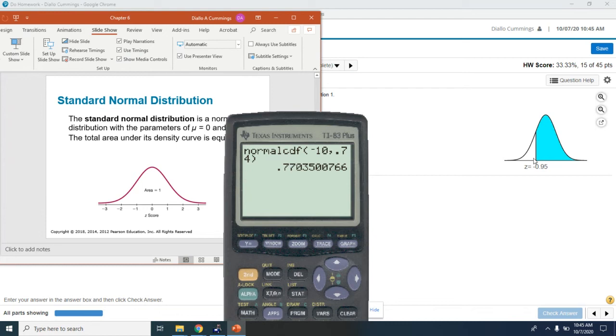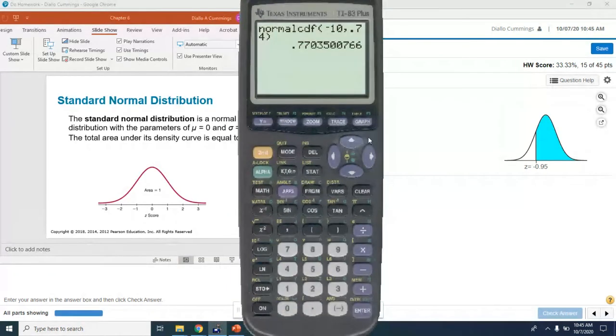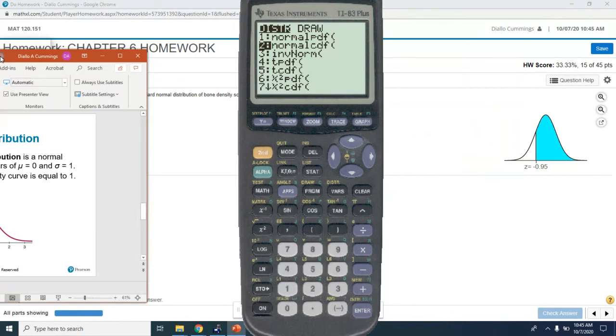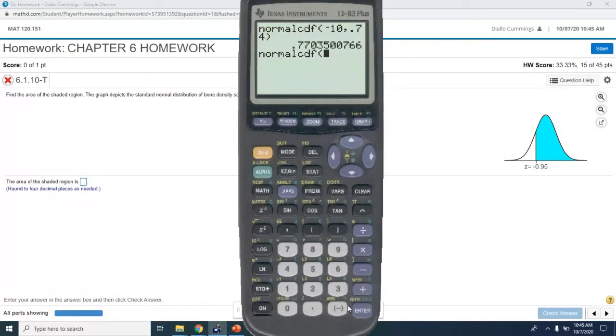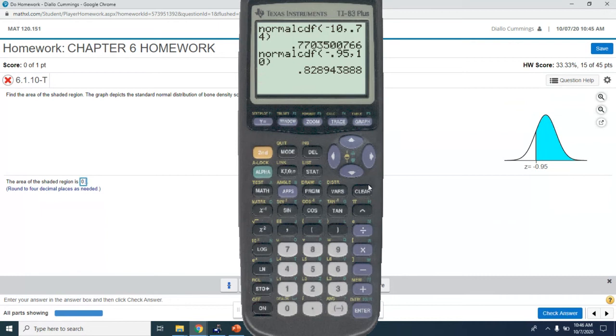But you want to make sure you put it in interval form. Right, so I'm going to recall the normal CDF function. So that's second in vars, which is distribution. Oops. I want normal CDF. I'm going to put in negative 0.95, comma 10. And that gives me the area of the shaded region, 0.8289.